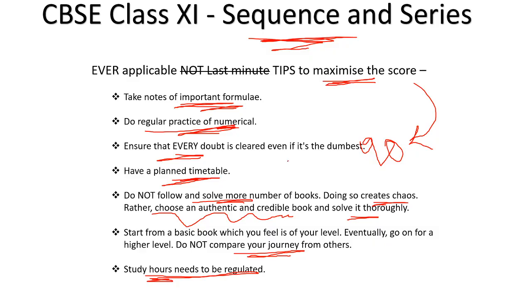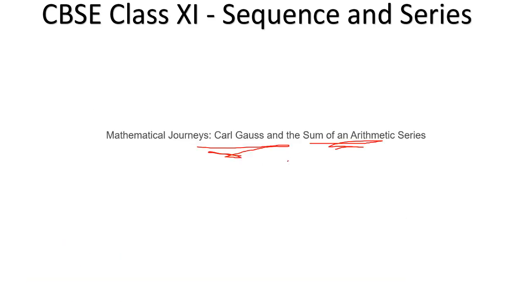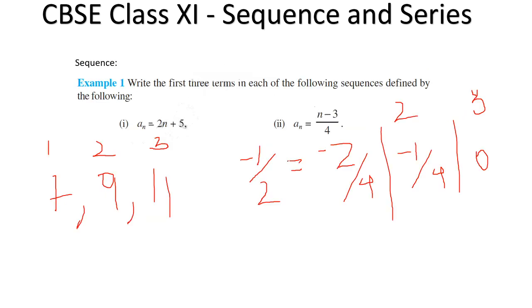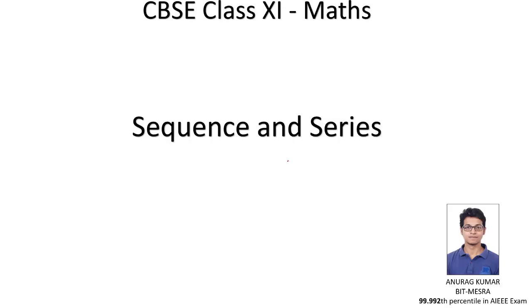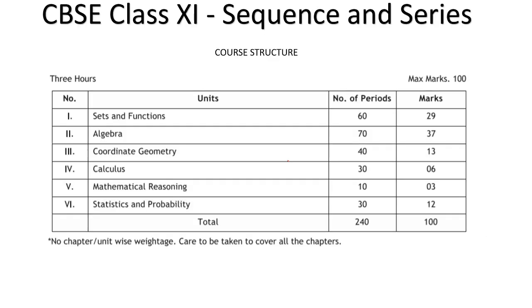So let's do a walkover of what we just learned. So we have sequence and series, and sequence and series comes under the algebra section, which holds 37 marks amongst the total marks of 100. That's a usual course structure. Usually the template revolves around this aspect.